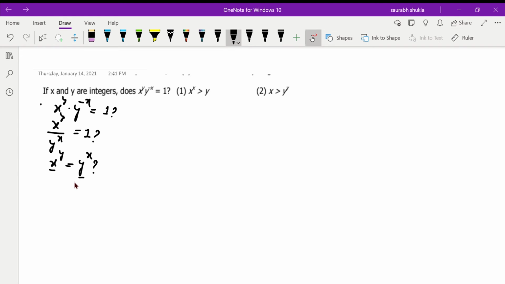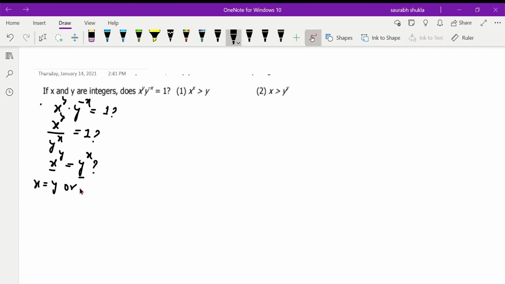So what are the conditions we need to look for in these statements for these to be equal? The very first condition that might be coming to your mind is, how about x is equal to y? If x is equal to y, both these terms are going to be equal, right? Now, anything else?